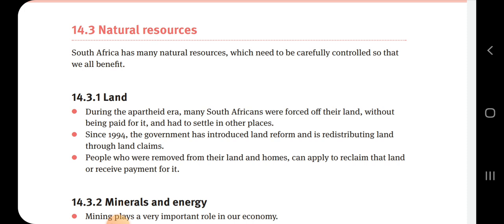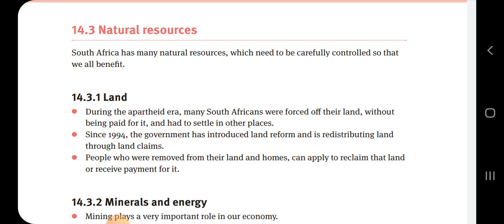So how do they address land issues in the country after 1994, after the elections, when we're now in freedom? During the apartheid era, many South Africans were forced out of their lands without being paid for it and had to settle in other places. Since 1994, the government has introduced land reform and is redistributing land through land claims. So if your land was previously taken by the apartheid government, you can lay a complaint to the correct departments, and they will help you get compensated if your land cannot be given to you. So you'll be compensated for your loss of land.